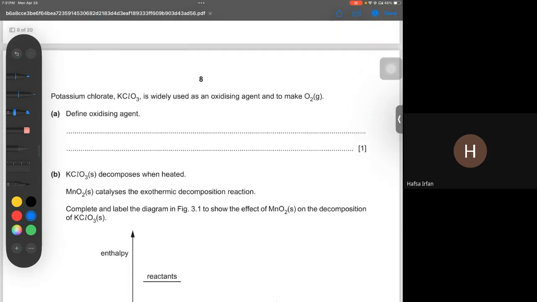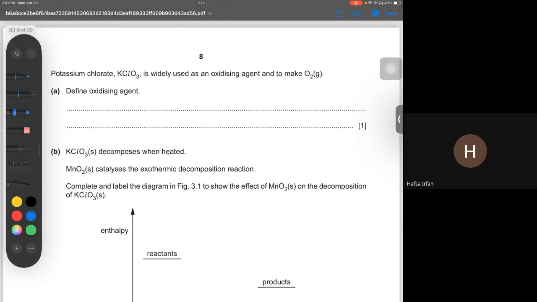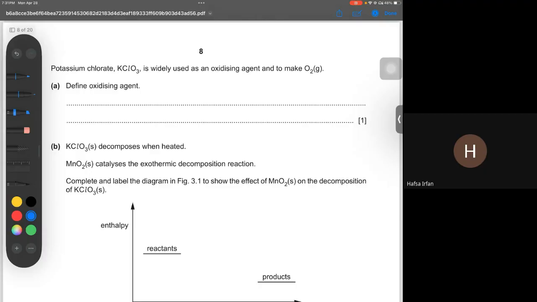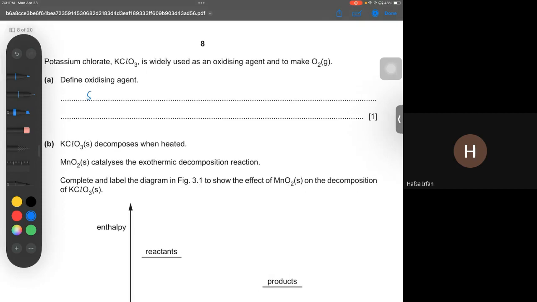Potassium chlorate is widely used as an oxidizing agent and to make O2. Define oxidizing agent. Oxidizing agent is the one which oxidizes others and reduces itself.